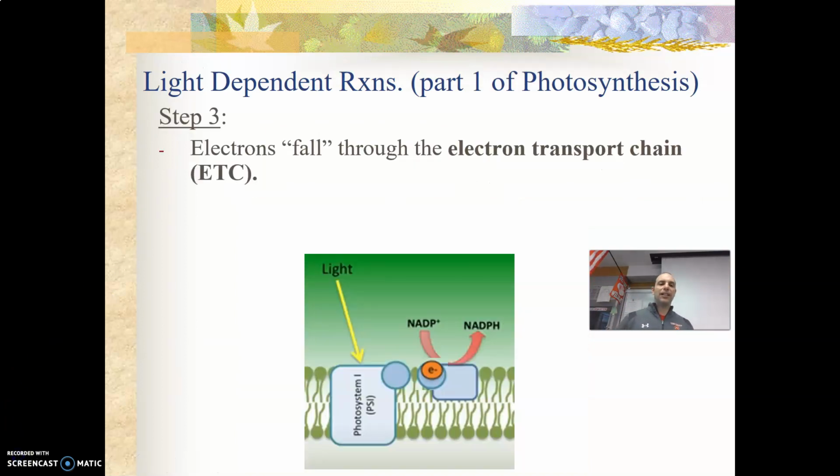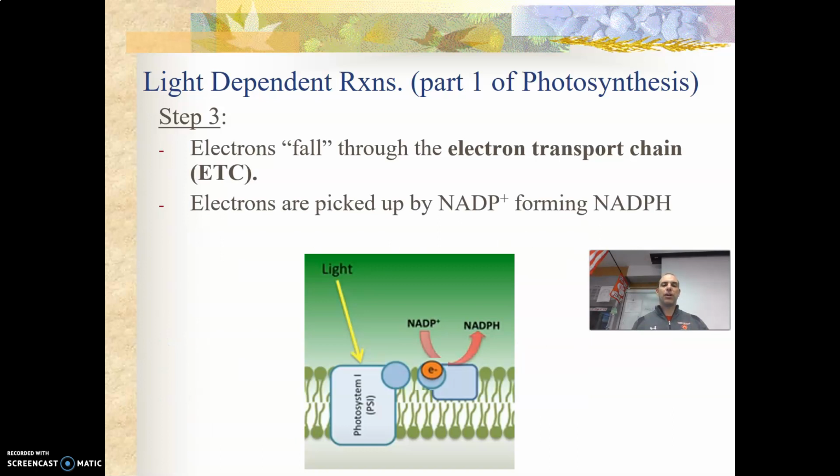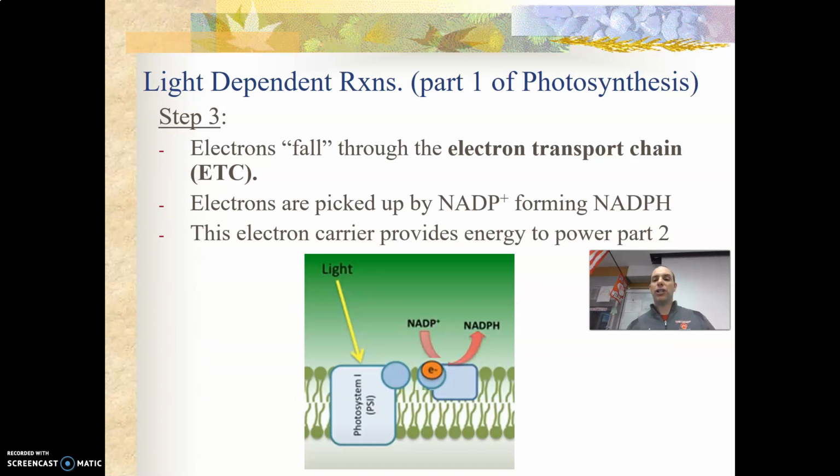All right, step 3. Electrons fall through something called the electron transport chain, or the ETC. Electrons are picked up by something called NADP+, and they form NADPH, which is an electron carrier. The electron carrier provides energy to power part 2. So it says here, these provide blank is energy for part 2 of photosynthesis.